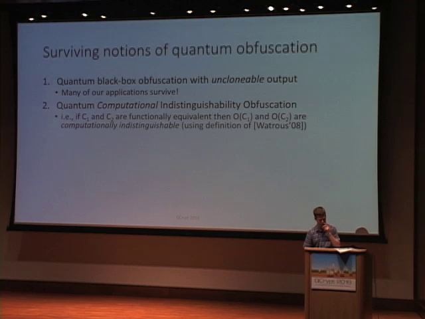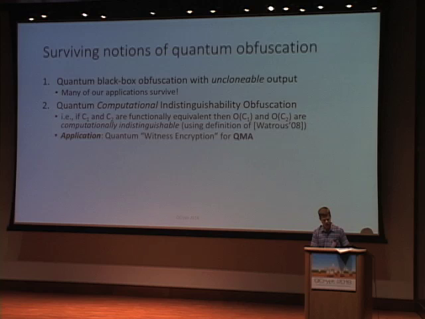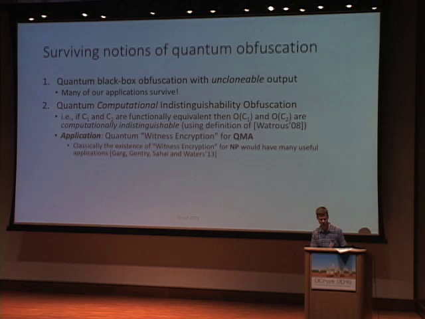Then there's also computational indistinguishability obfuscation, which roughly speaking means that if C1 and C2 are functionally equivalent, then their obfuscations are computationally indistinguishable. I'll leave you to read this paper of Watrous to see exactly what that should mean. We give an application for this, called quantum witness encryption for QMA. I won't describe what this is, but classically the existence of witness encryption for NP would have many useful applications. In fact, some of these applications are strikingly similar to the applications I was talking about in the first place that seemed too good to be true.